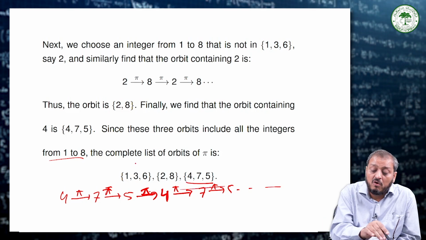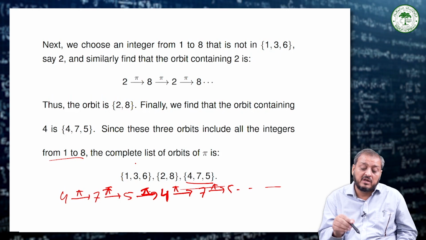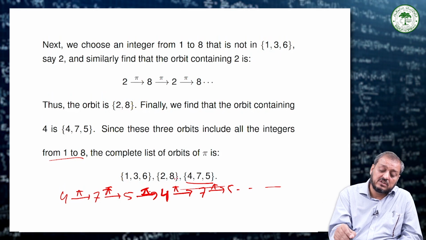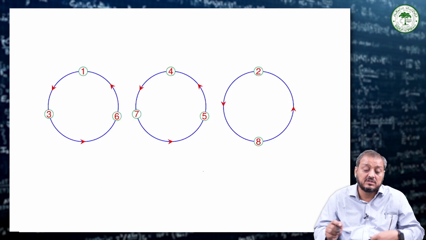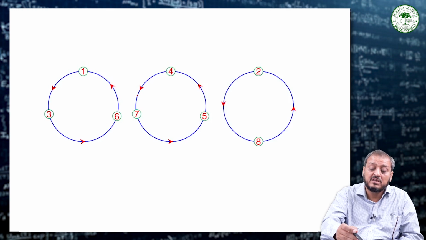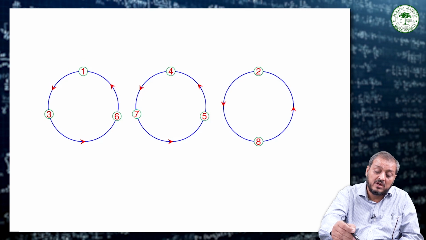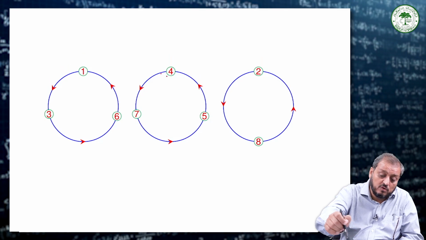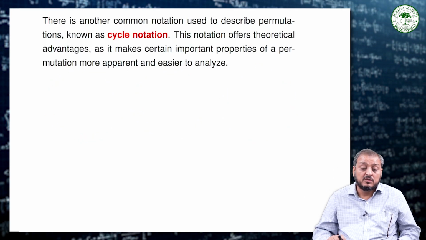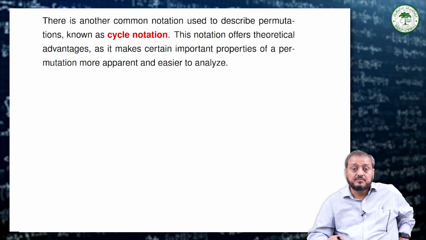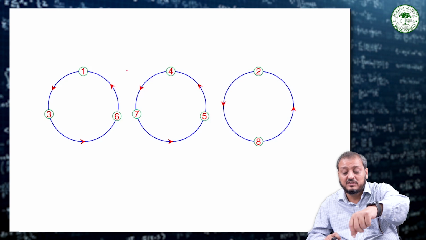Now, you see all the elements of the integers 1 to 8 are contained in these 3 orbits: 1, 3, 6, 2, 8 and 4, 7, 5. One orbit is 1, 3, 6, another is 2 and 8, then we have 4 goes to 7, 7 goes to 5, 5 goes to 4. So this is another orbit, and we have to write it in the form of cyclic notation.